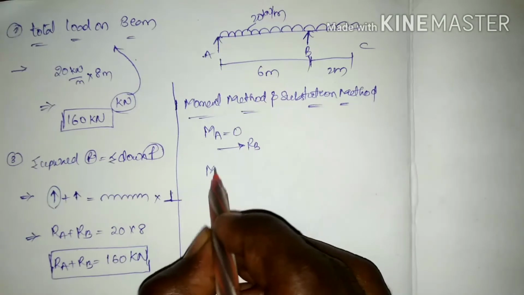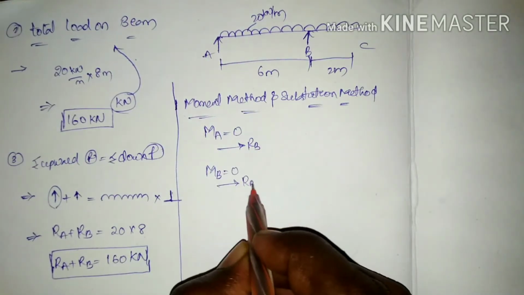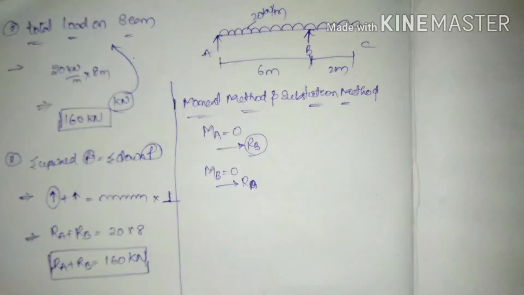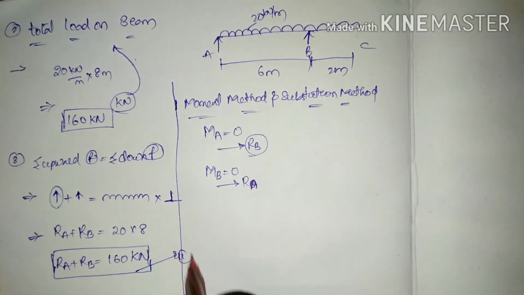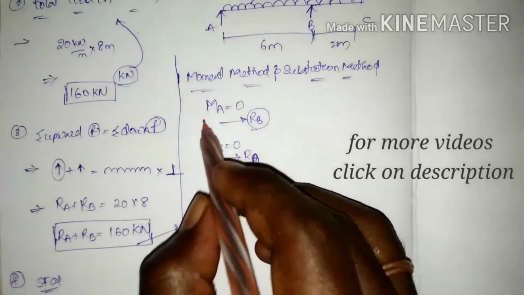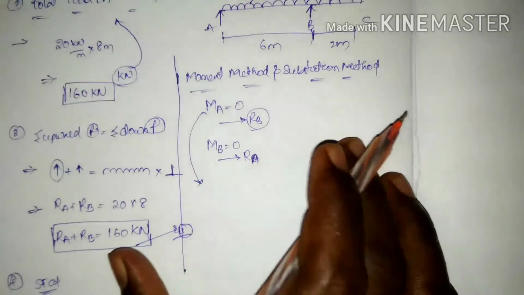If I take the moments about B equal to 0, then I am going to find the value of the RA reaction. Once we know one individual reaction, we substitute the value in equation 1 to get the other value. Then I take the moments about A equal to 0, and I find the value of the RB reaction.